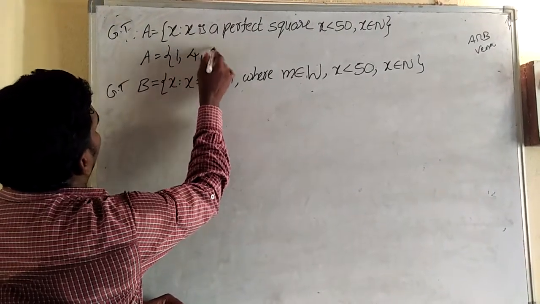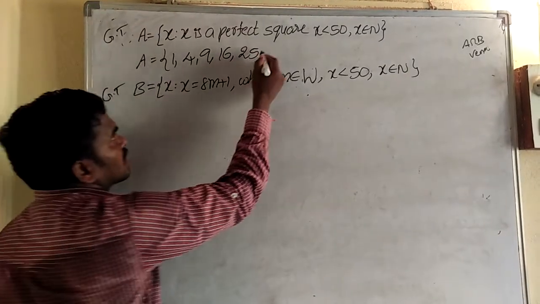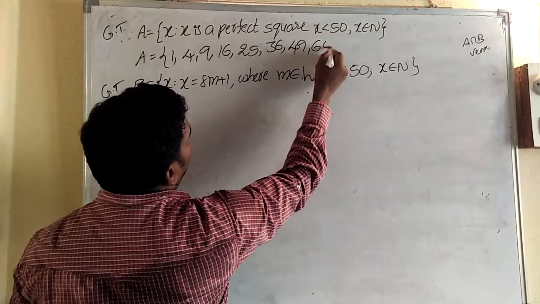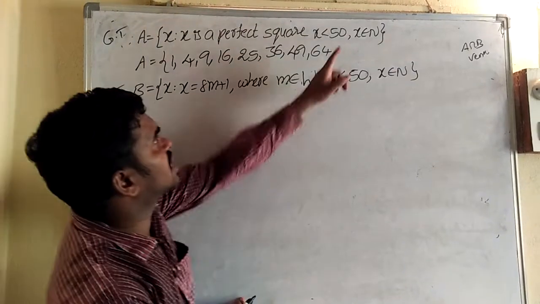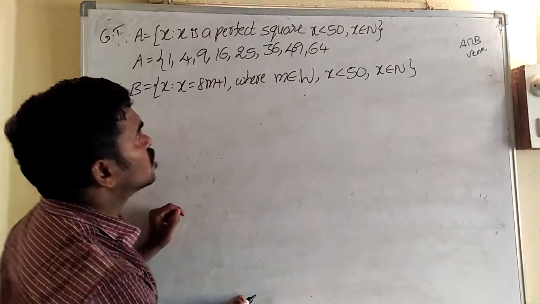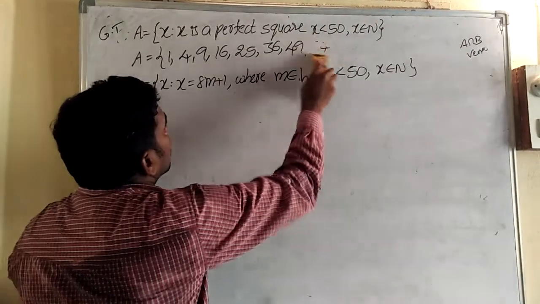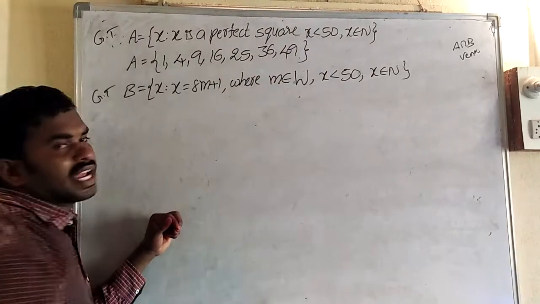1, 4, 9, 16, 25. Next 6 square, 36, 7 square, 49, 8 square, 64. Here there are so many terms we can write, but the condition given is that x is less than 50. So below 50 only we have to write. So up to 49 is enough. So this is set A.